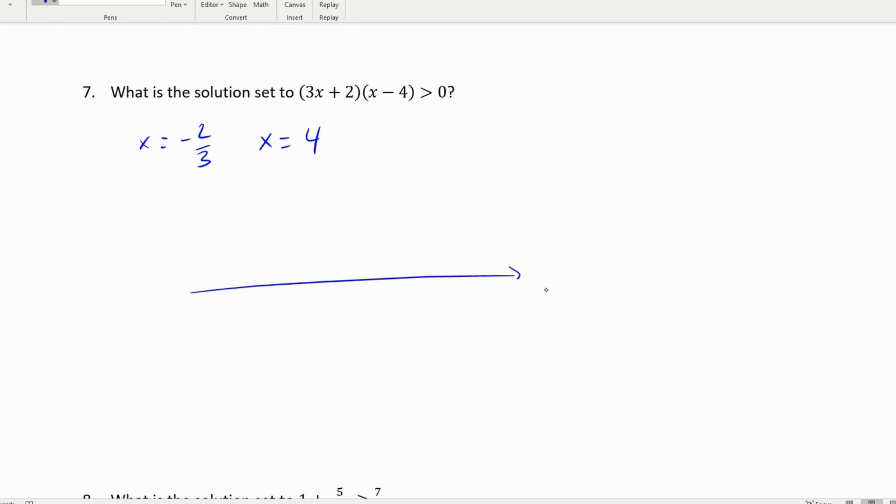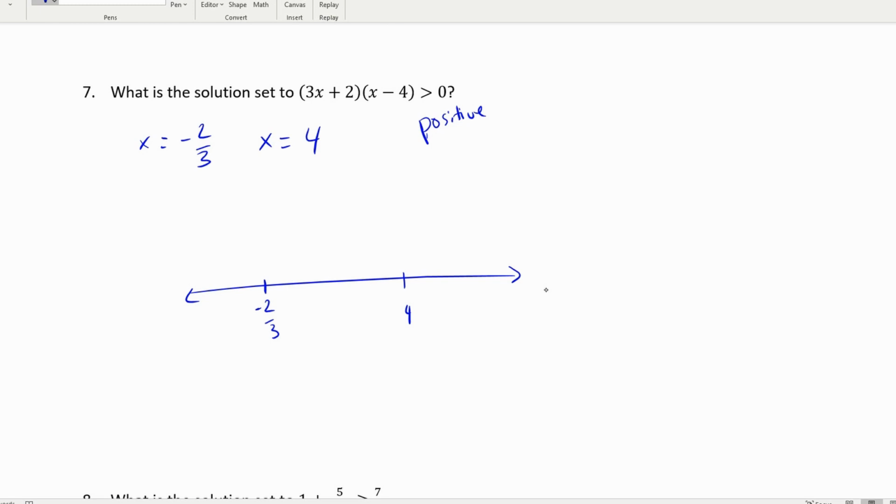So I make my sign chart here. I'm going to put negative 2/3 on this side, and I'm going to put 4 to the right. And you just want to test these test intervals in that factored form that we have and figure out where it is greater than 0. So greater than 0 on a number line, we're thinking about positive numbers. Since we're thinking about positive numbers, we want to see where the sign is coming out to be positive.